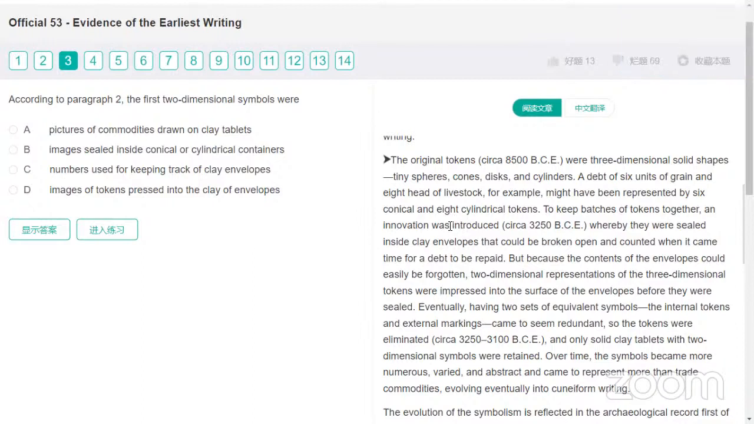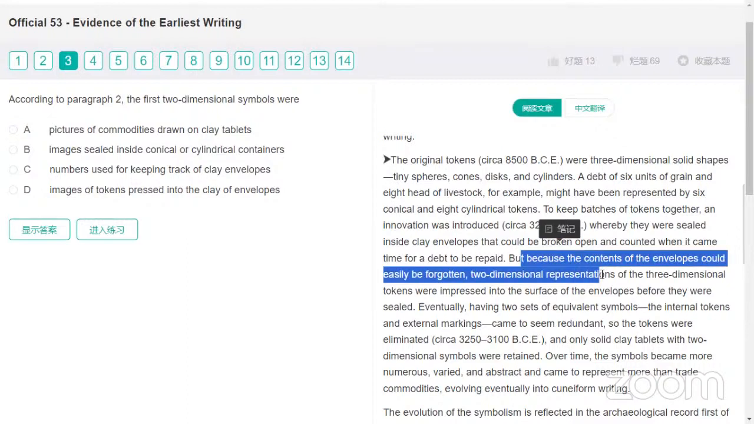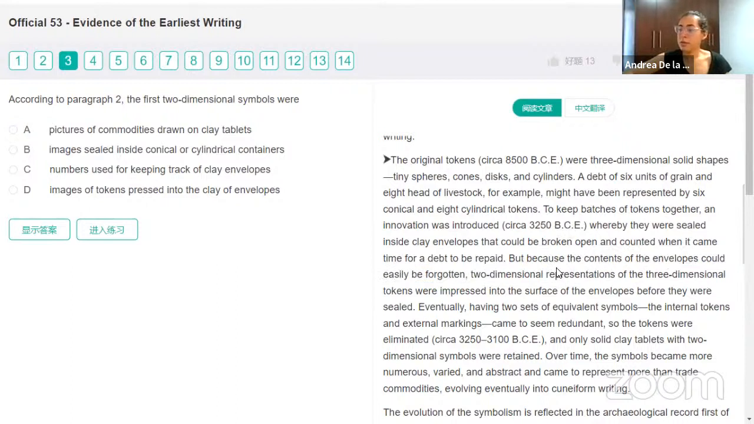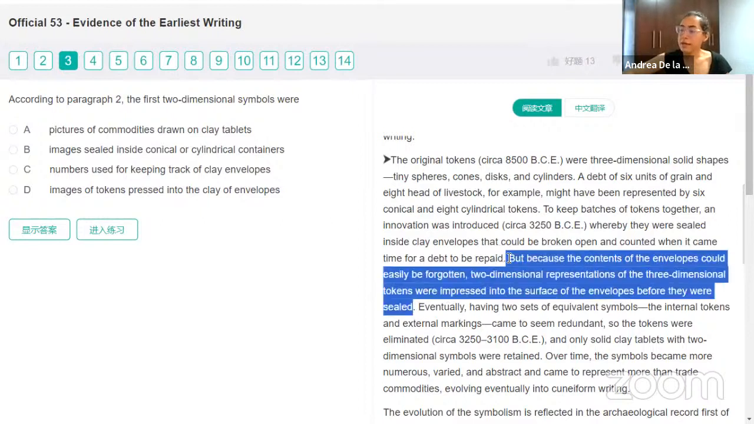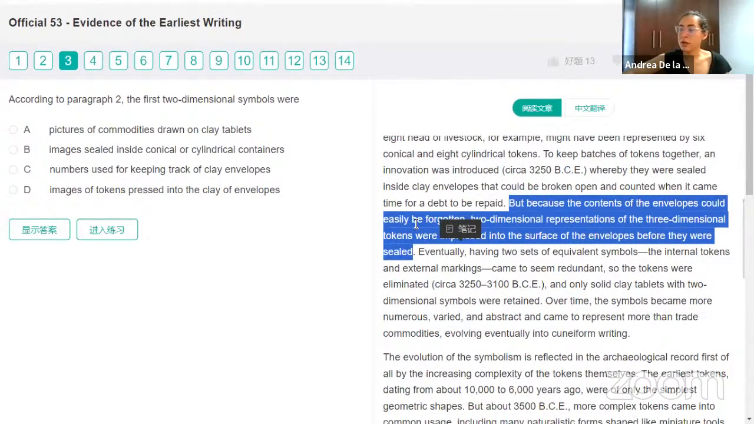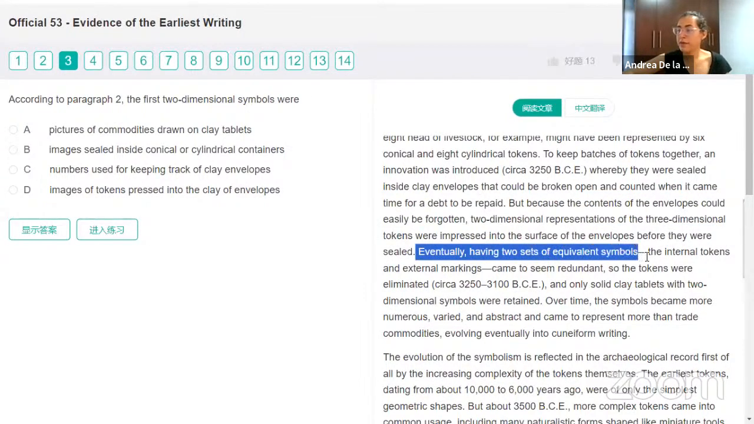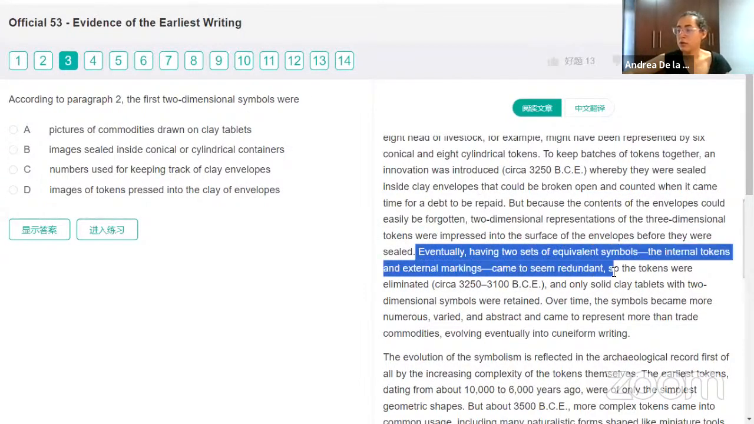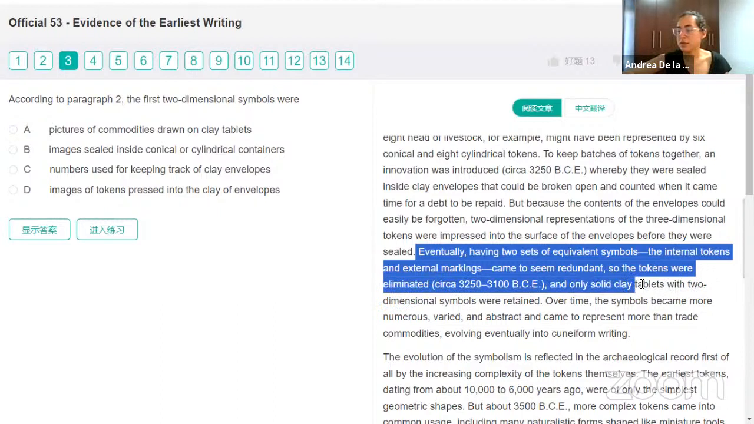So it says, but because the contents of the envelopes could easily be forgotten, two-dimensional representations of the three-dimensional tokens were impressed into the surface of the envelopes before they were sealed. I think that's what we have about two-dimensional representations, ¿no? Veamos si tenemos más información. Luego dice, eventually, having two sets of equivalent symbols, external markings came to seem redundant, so the tokens were eliminated. Okay, no habla ya de las representaciones de dos dimensiones, ¿no?